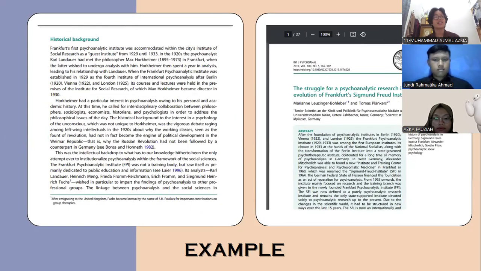The second one is a historical overview and analysis of the Sigmund Freud Institute. So this article is a literature type article, and it doesn't contain a usual structure of scientific research, and it doesn't have a chart or a graph or a graphic.